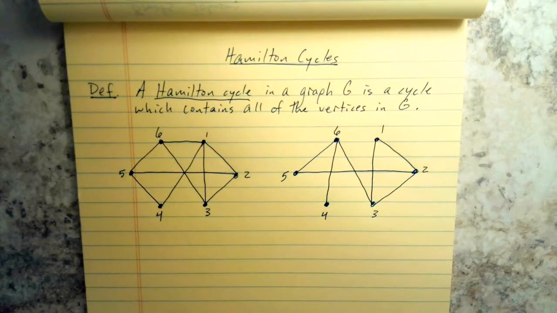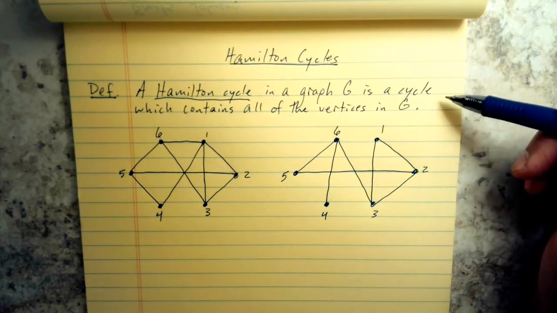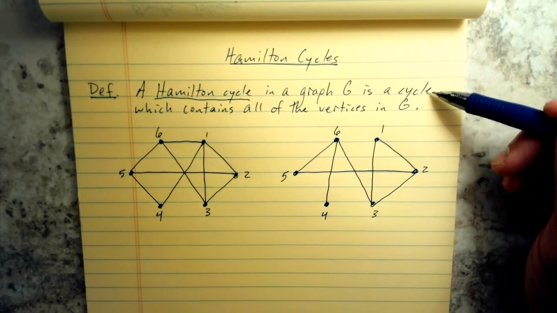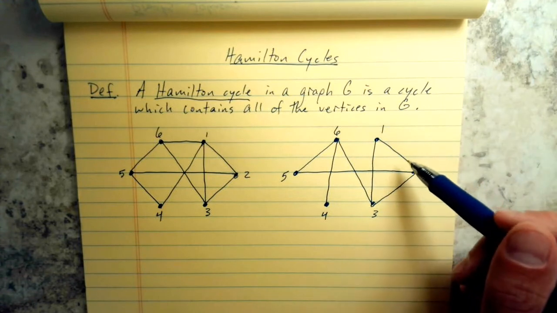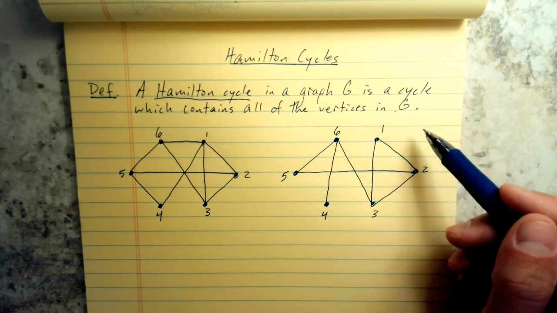In this video we'll be learning about Hamilton cycles, in particular what they are, and also how we might approach finding these in a graph. So first things first, a Hamilton cycle's definition is right here. A Hamilton cycle in a graph G is a cycle, and it must contain all the vertices in the graph G that it lies within.